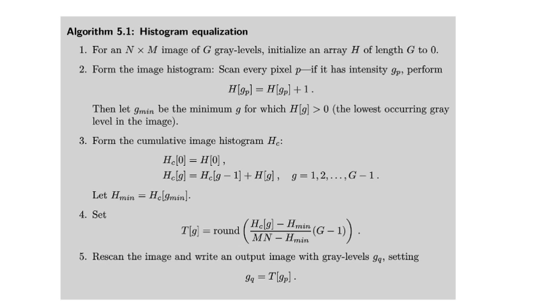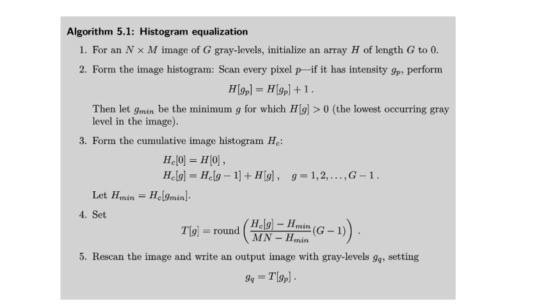From top left to bottom right, we scan each and every pixel and see what the intensity value is for each pixel. For each intensity, how many pixels have that intensity? Then perform h of gp is equal to h of gp plus 1. Let g min be the minimum g for which the histogram value is greater than 0.